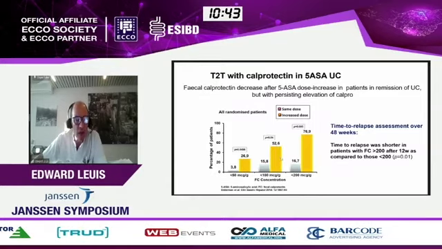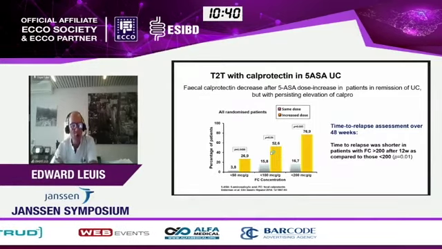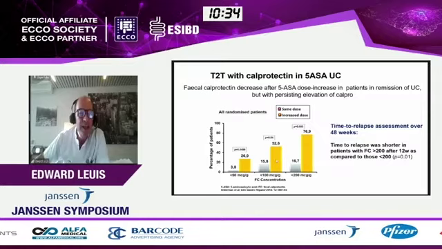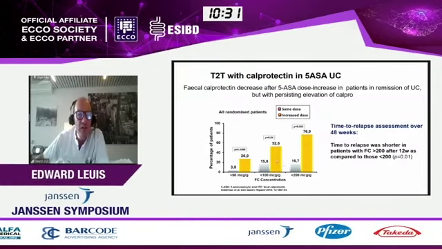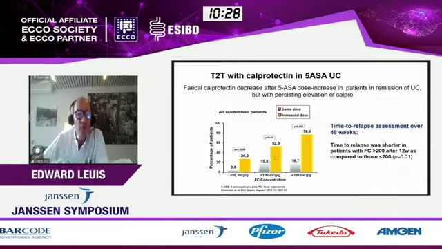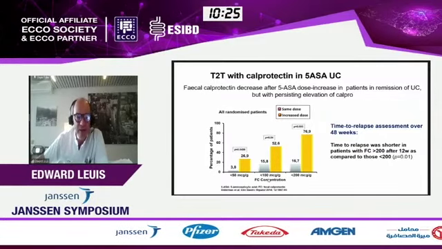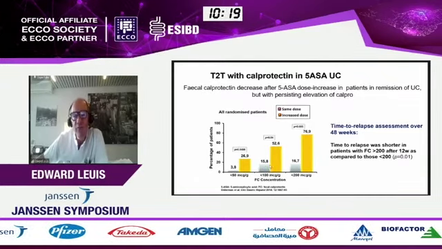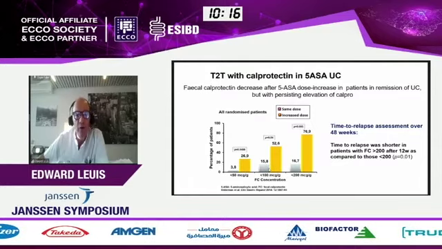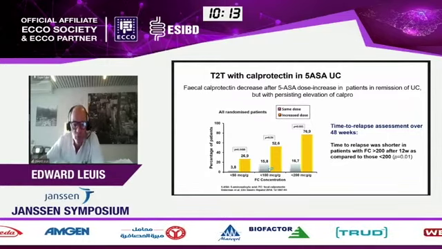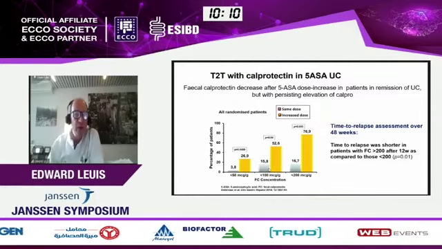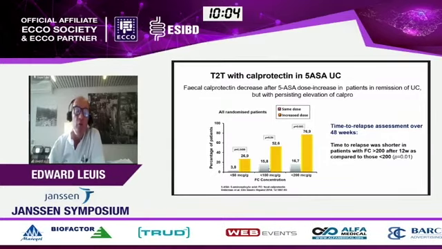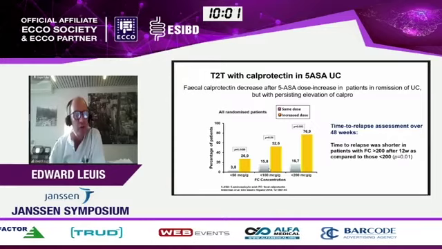I told you earlier that patients below 100 microgram per gram of fecal calprotectin usually have histologic healing. And you see that when you increase the 5-ASA dosage in that population, 50% of them reach a level of fecal calprotectin below 100, while there were only 15% when the dose of 5-ASA was 2.4 grams. So simply by increasing the dose of 5-ASA, we can increase the proportion of patients with low fecal calprotectin, having a lower risk of relapse, but also most probably, although it was not studied in that study, more histologic healing.